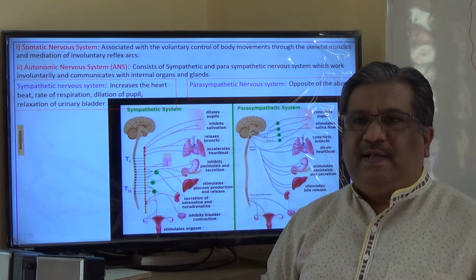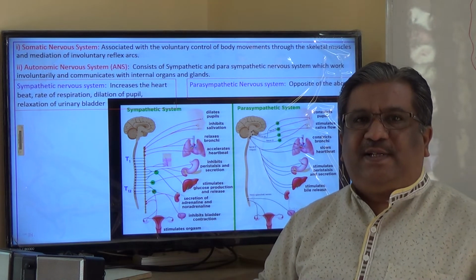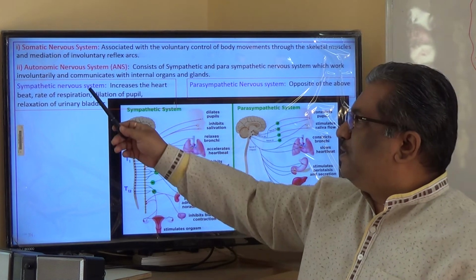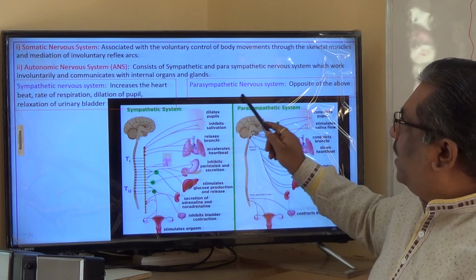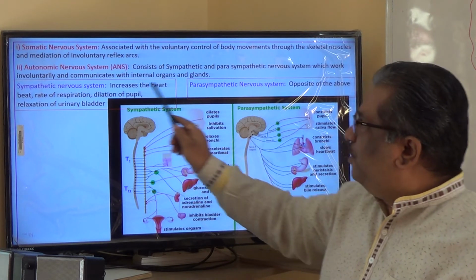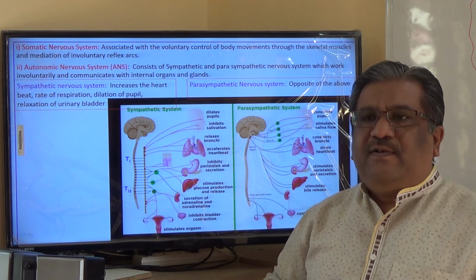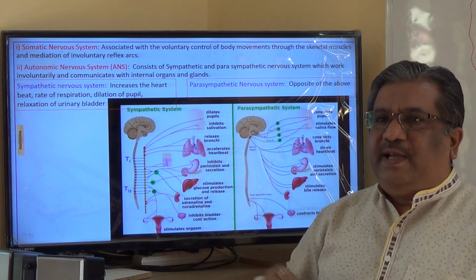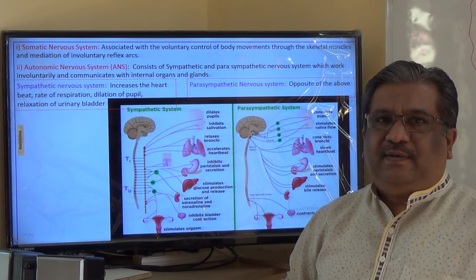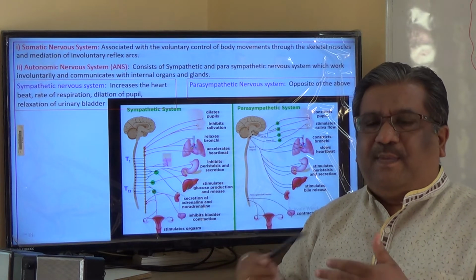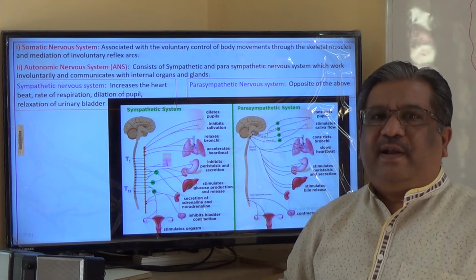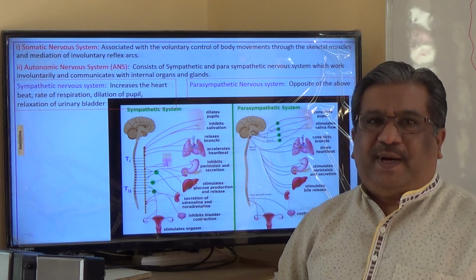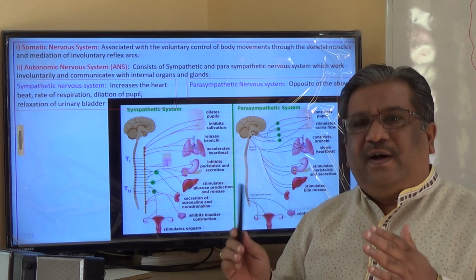Involuntary movements, that is internal organs and glands movements, is controlled by autonomic nervous system, which is further divided into sympathetic nervous system and parasympathetic nervous system. The functions of these two nervous systems are opposite to each other but help each other, complementary to each other. Even though the functions are opposite in nature, those are complementary to each other in order to establish a good balance of the body.